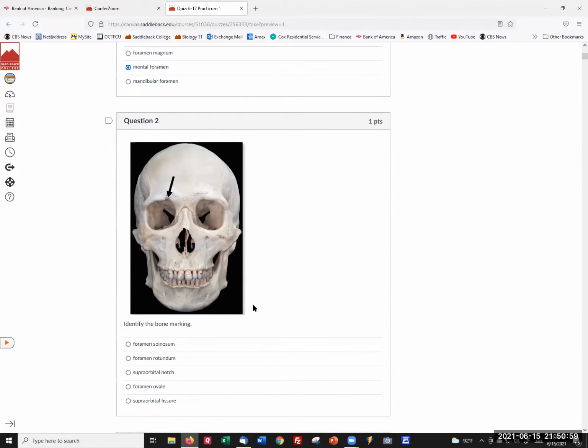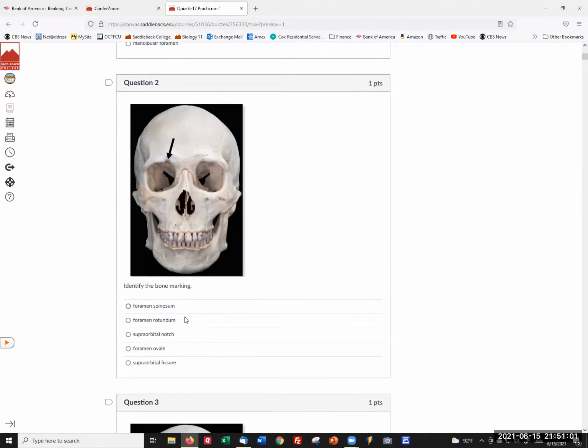Is that the foramen spinosum, foramen rotundum, the supraorbital notch? Yes, it's the supraorbital. That makes sense. And in this case, it's a notch because it's not a hole. There it is. The supraorbital fissure is this guy in here.